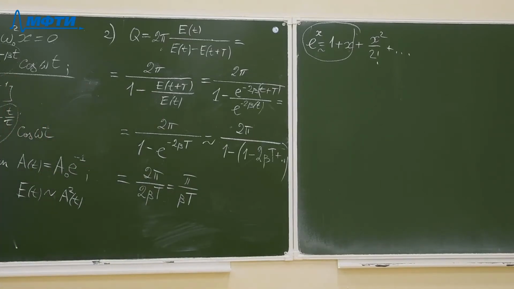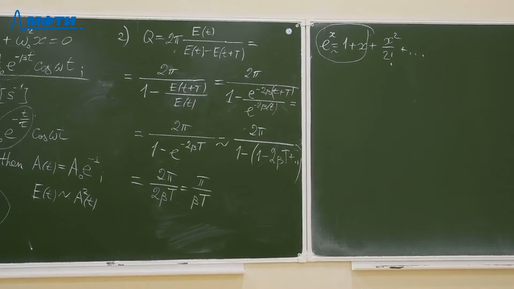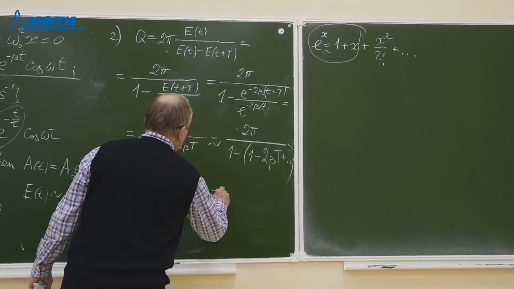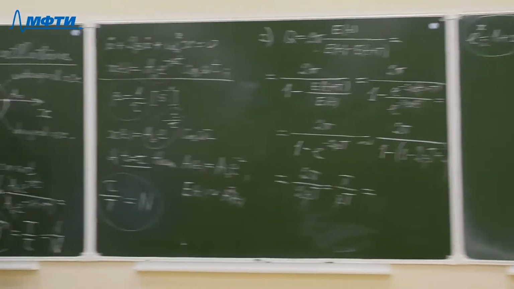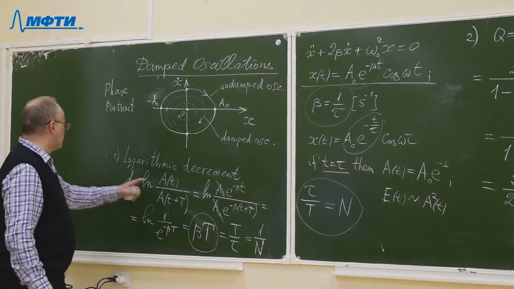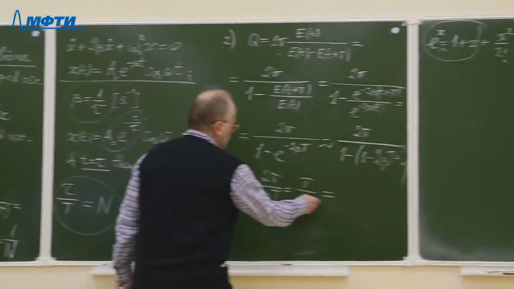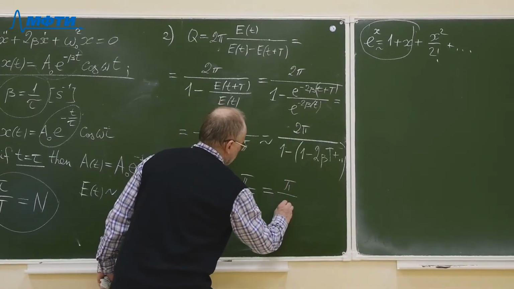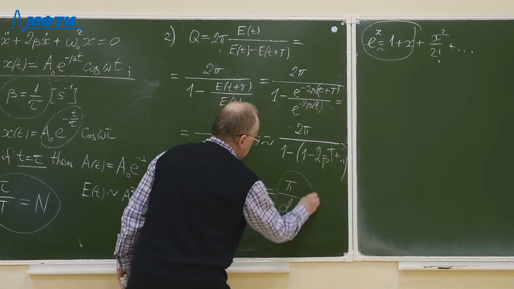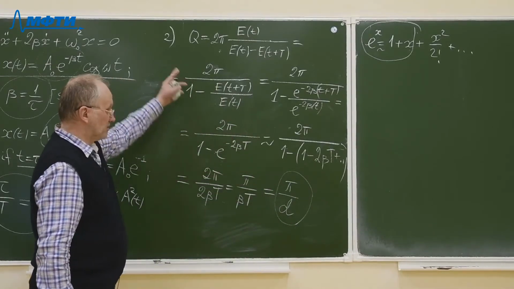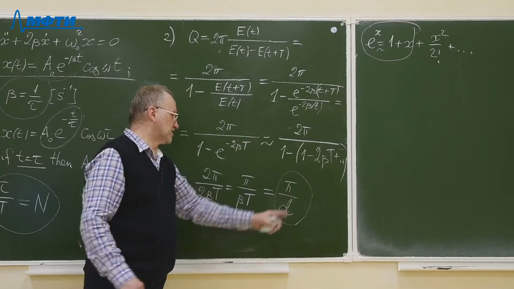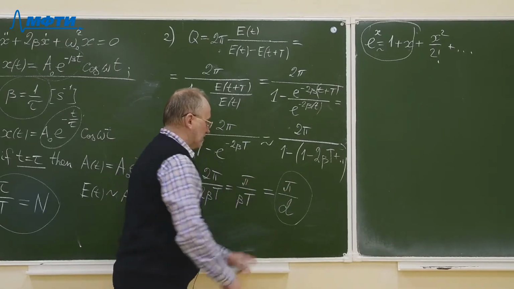That is the quality factor of a decaying oscillator. It can be presented in many different forms. For example, what is beta T, beta period? We know this by definition is the logarithmic decrement d. So what is in the denominator here is just the logarithmic decrement d. That's a very useful presentation of the Q factor of damped oscillations. It's just pi divided by the logarithmic decrement.